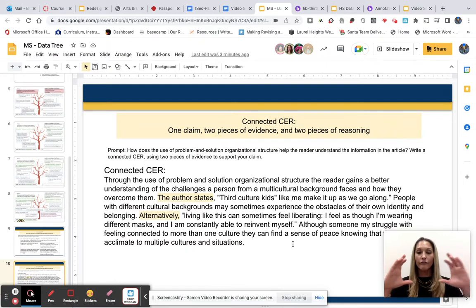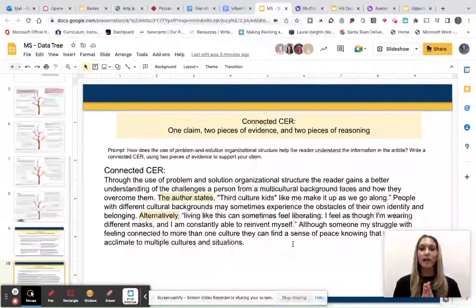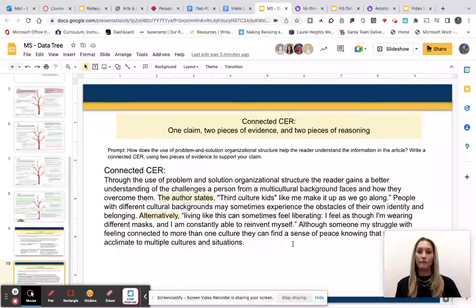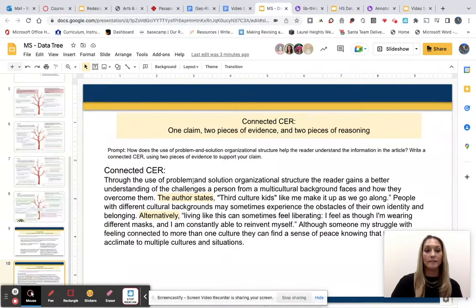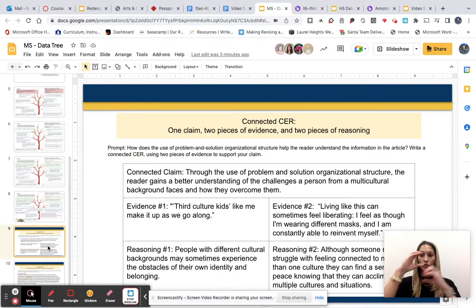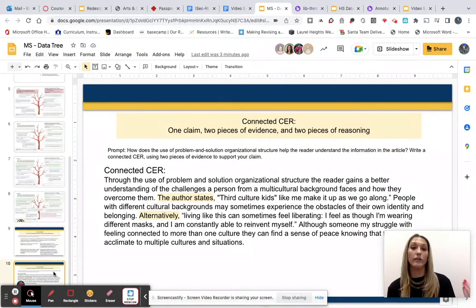So we now have our fully developed Connected CER, and although students won't be asked to write a Connected CER on the STAR test, this is our best thinking to building to a full-blown analytical essay, or the ECR. So we would take these Connected CERs and develop them into body paragraphs of an analytical essay so that they can develop a full essay. This is just a piece in like building on that essay. So this is the fully cooked version.